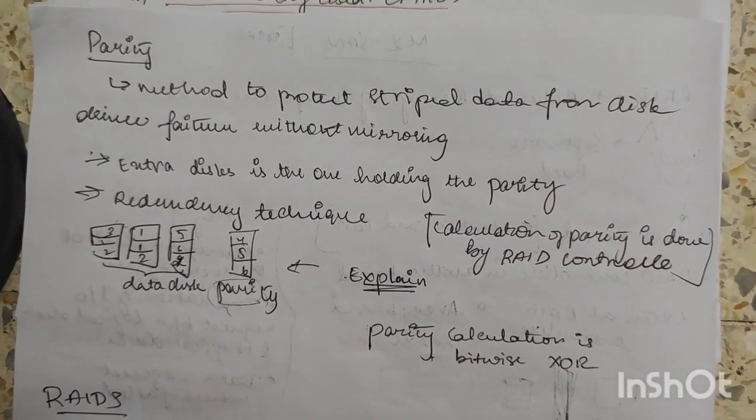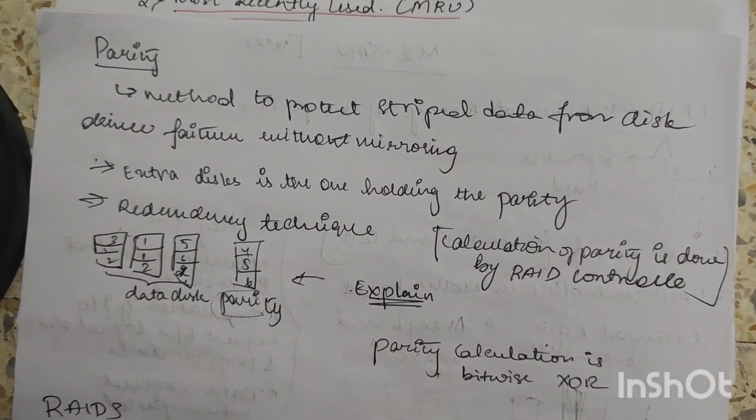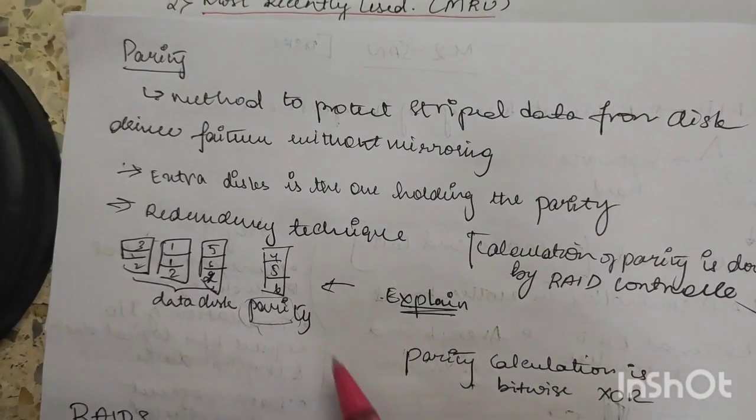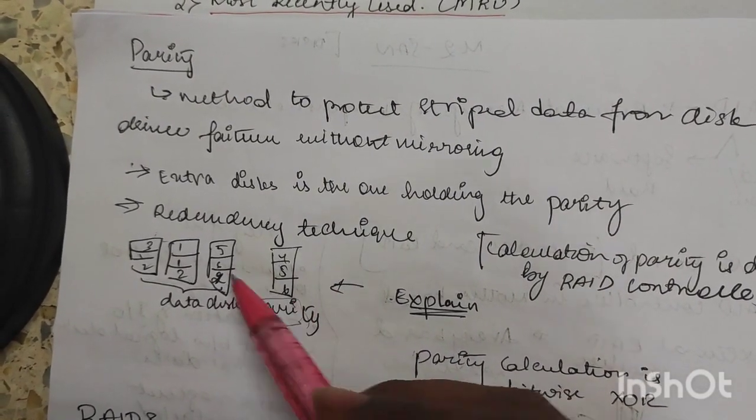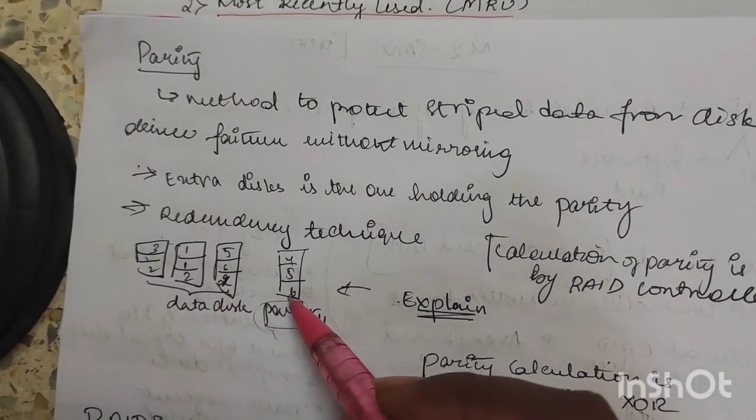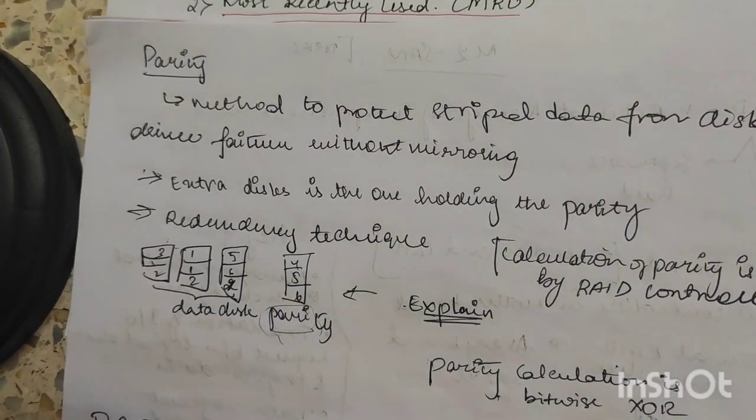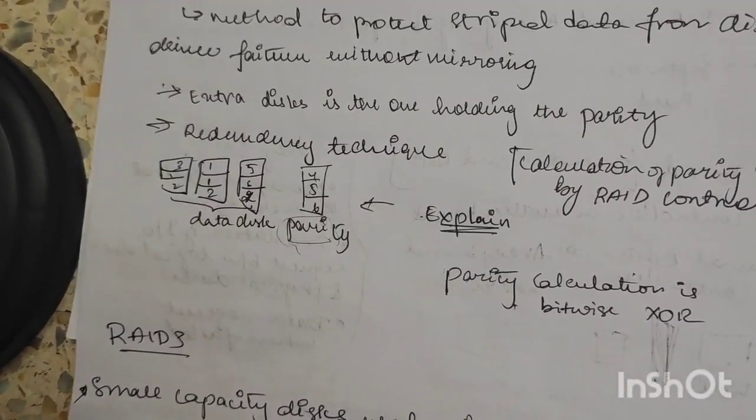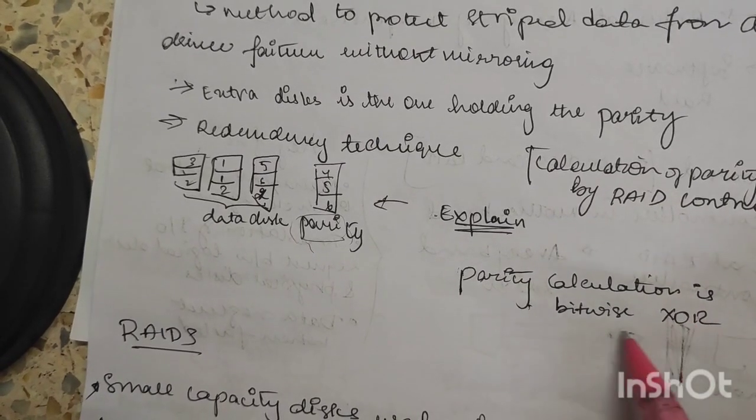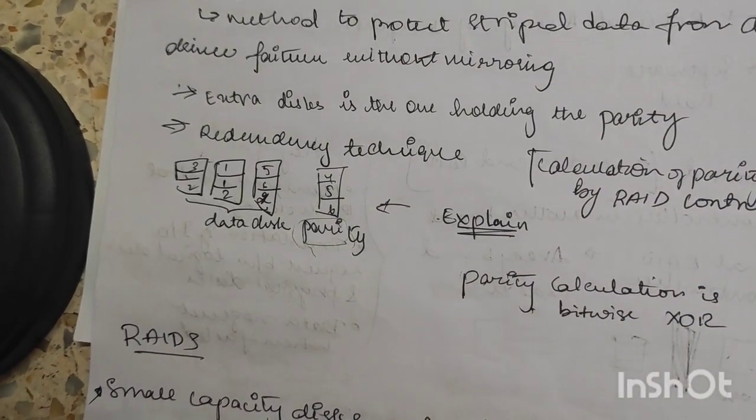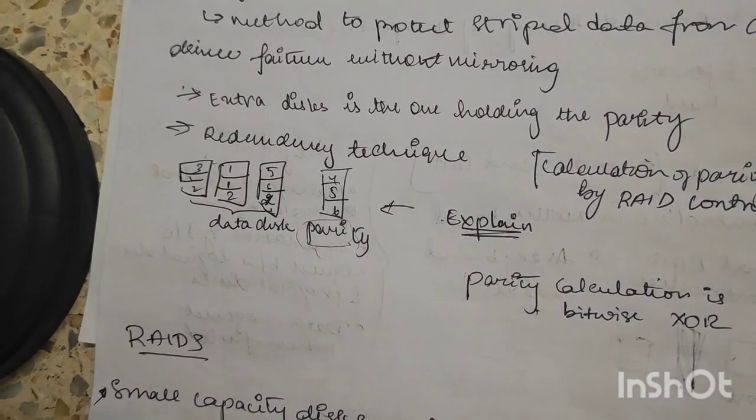Your calculation of parity is done by RAID controllers, like how much parity you have to give, how many disks you need to allocate, and what should be transferred. Okay, so it's a redundancy technique, and your parity calculation is done by XOR. I mean the bitwise XOR.